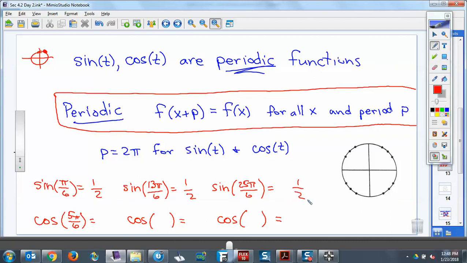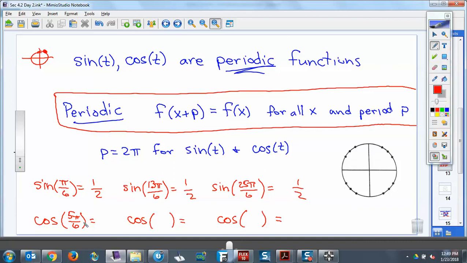So what are these? All 1/2. Because this is going to be pi over 6, and that'll be 13 pi over 6, and that'll be 25 pi over 6. You keep adding on 2 pi, you keep adding on 12 pi over 6, you just get back to that same spot over and over again, and the y value at this point is always going to be 1/2. Okay? So that's why you see the domain is all reals. We can plug in any number, we keep going forever. We can go to the negative. But every 2 pi, it's going to repeat that same output over and over again.